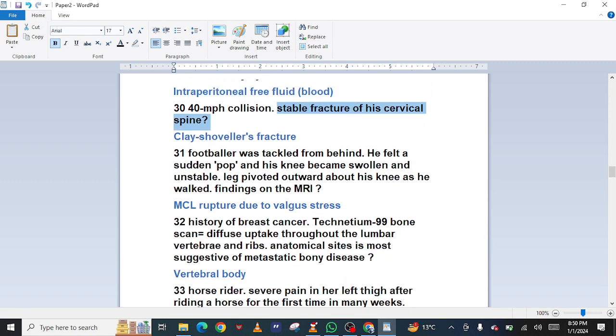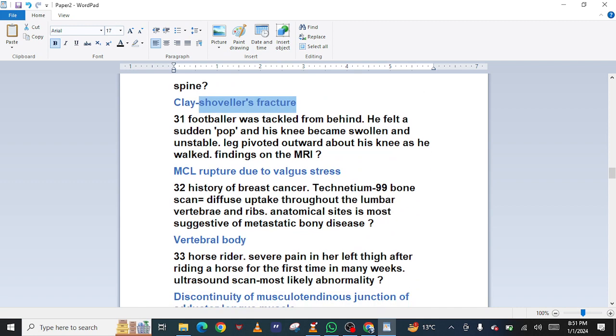Fracture of the cervical spine. The knee becomes swollen and unstable and pivots outwards. This is MCL injury due to valgus stress.